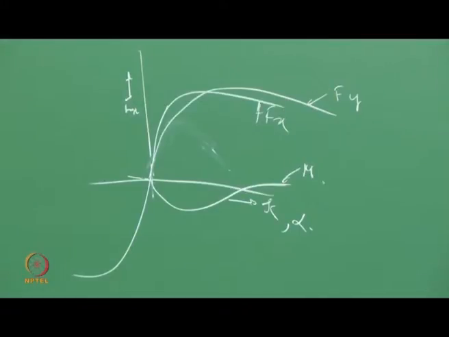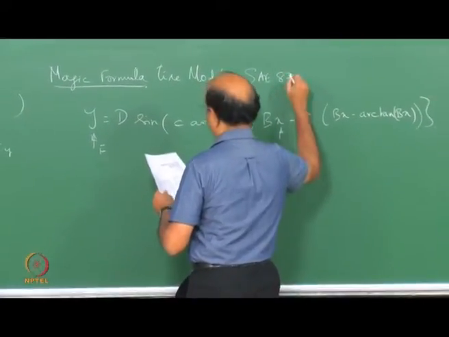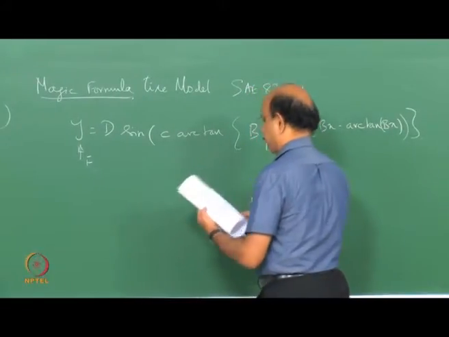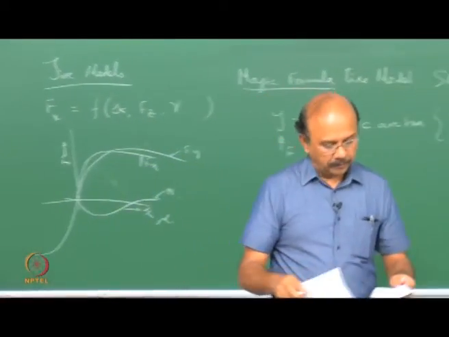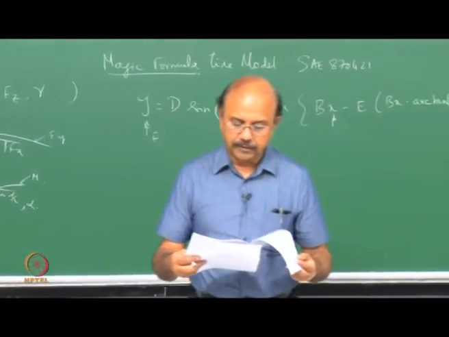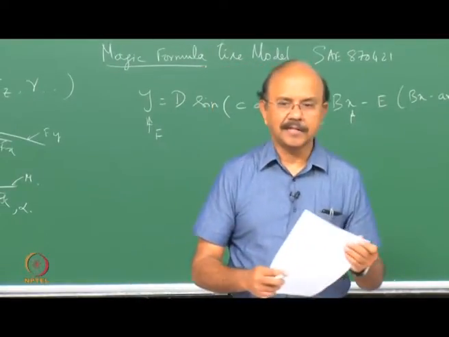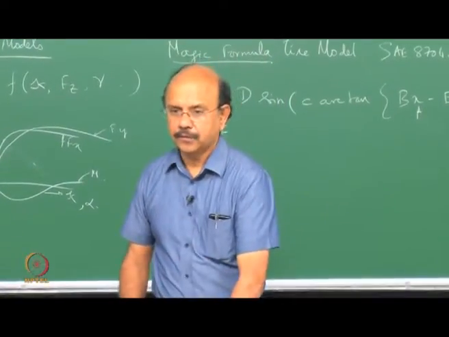The reference which I'm going to follow in this class is from the 1987 very first paper I mentioned. Yeah, here it is. SAE paper 870421 is the paper which I'm going to follow for this work. And of course, after that, there are a number of papers which have come about. But this is a very fundamental paper, and it actually gives the basis for obtaining the shape. So that's what we're going to follow.